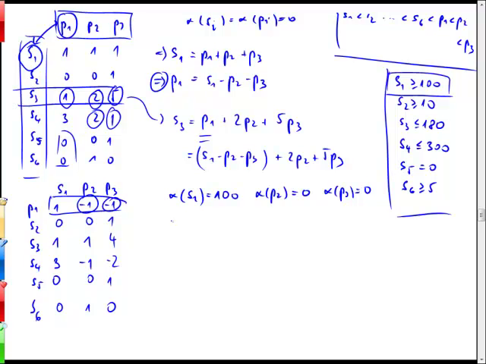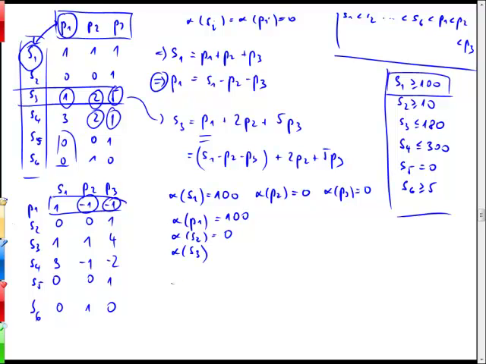Now to the lines. The first line can now be computed from the values of S1, P2, and P3. So P1 is 2 times S1 with the value 100. The rest is 0, so it is 100. For the second line, P3 is 0, so S2 is also 0.